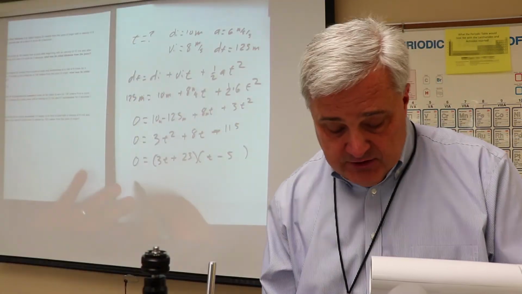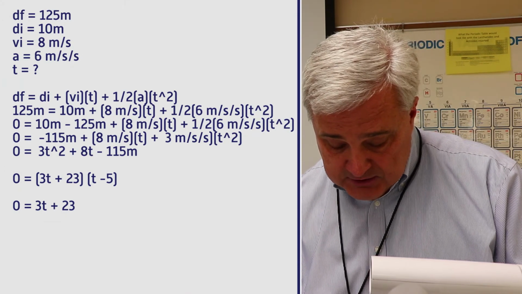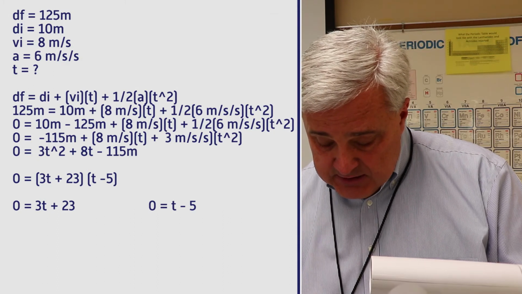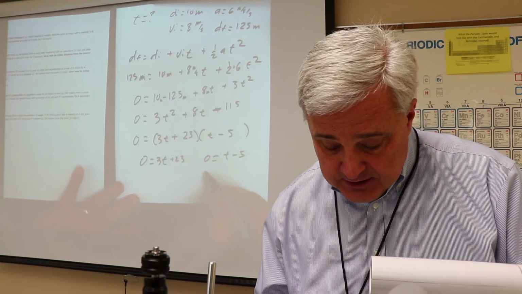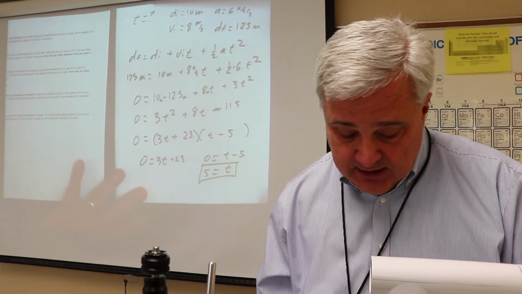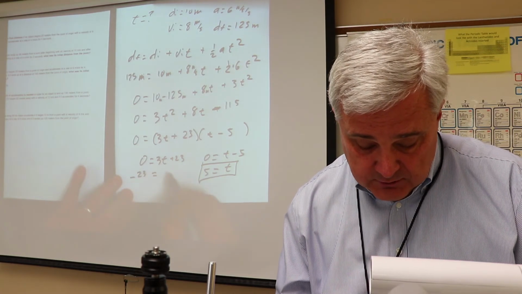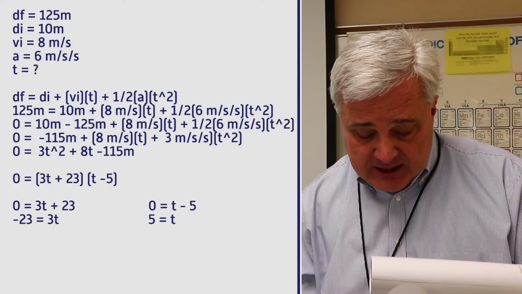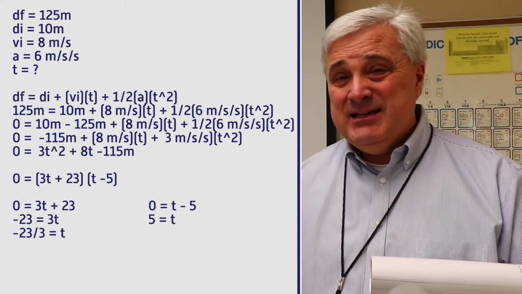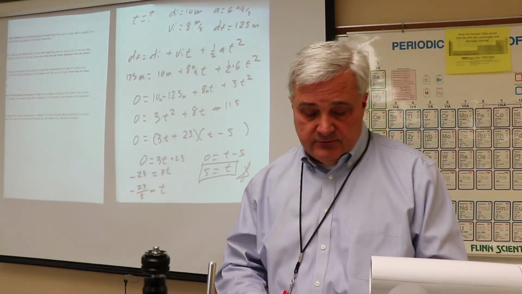Now we just solve each of these for 0. So 0 equals 3t plus 23, and 0 equals t minus 5. Do this side first. Add 5 to both sides. 5 equals t. That is a good answer. Now I'm going to subtract 23 from both sides. Minus 23 equals 3t. Divide both sides by 3. Negative 23 over 3 equals t. Time cannot be a negative, so we are left with this answer. Solved.